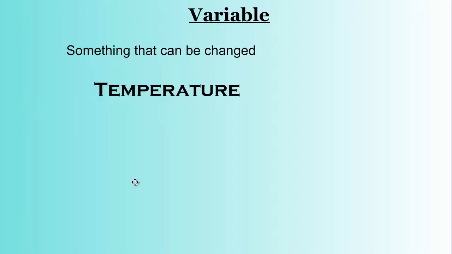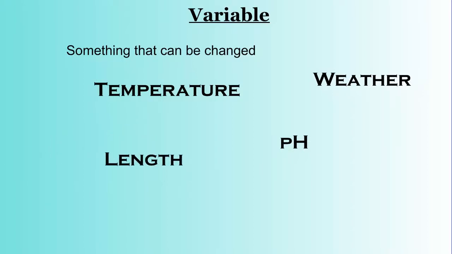So there's lots of examples, but we've listed a few here for you. So you've got temperature, weather, pH can be changed in an experiment. The length of something can be changed. Time can be changed. There's almost an infinite number of variables that are possible in an experiment.